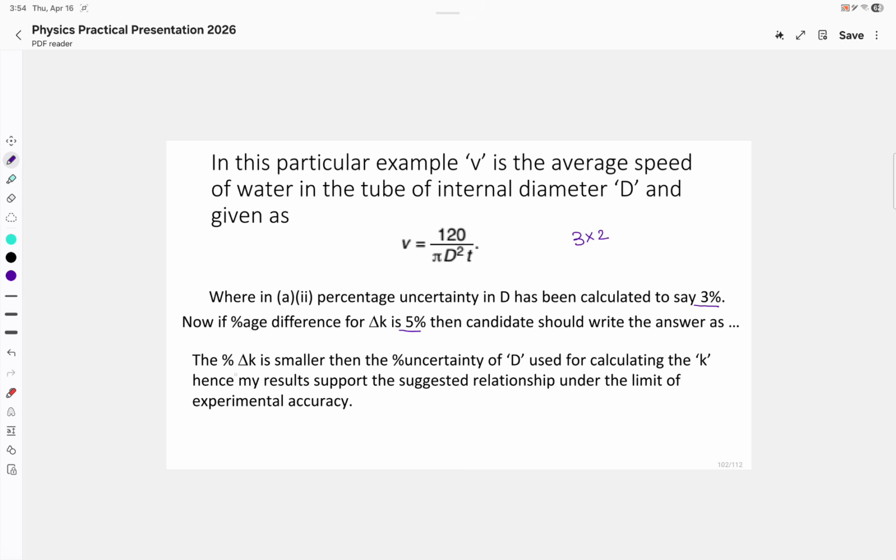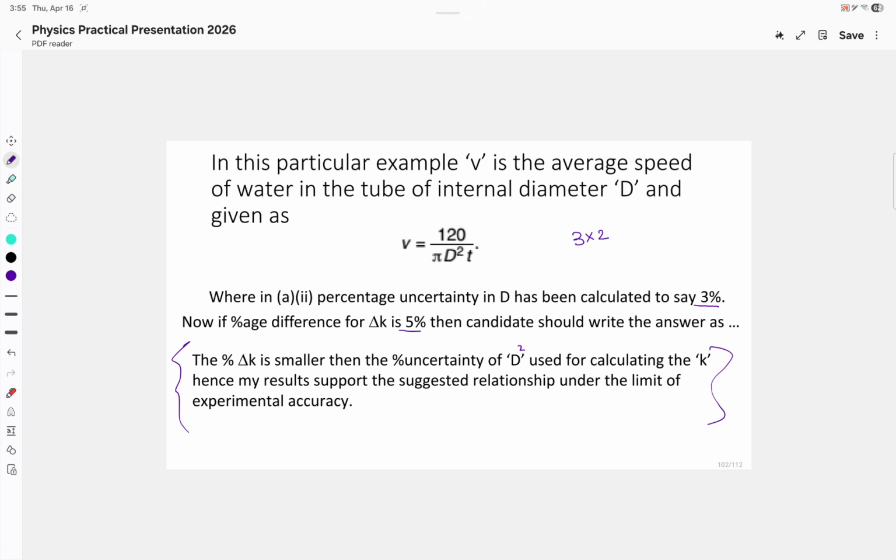So if you write, yes, there is a little typographical error made by me, I'm just clearing it. The delta k is smaller than the percentage uncertainty of d square used for calculating the k. Hence my results support the suggested relationship under the limit of experimental accuracy. This is how you're going to write the answer.